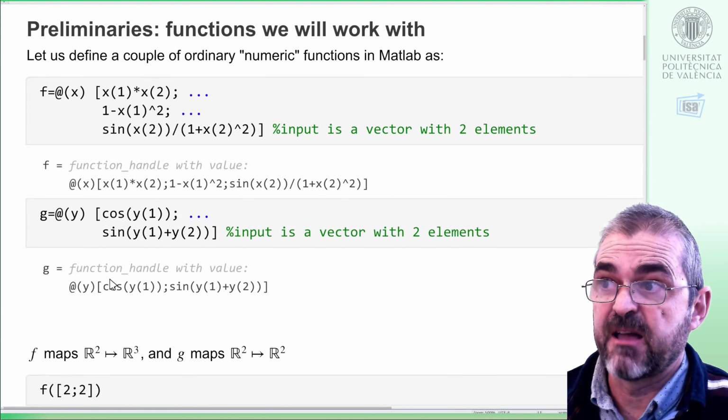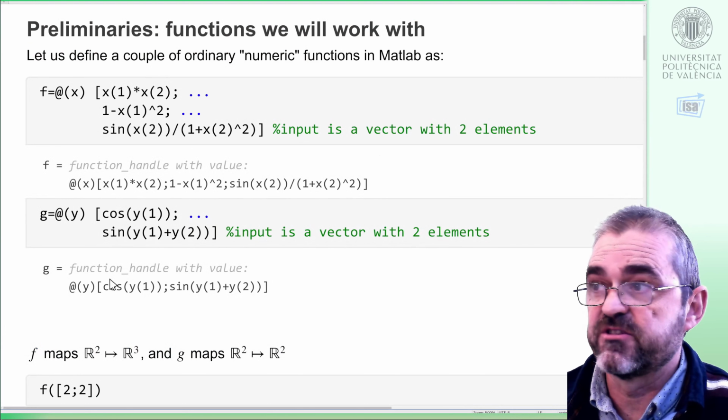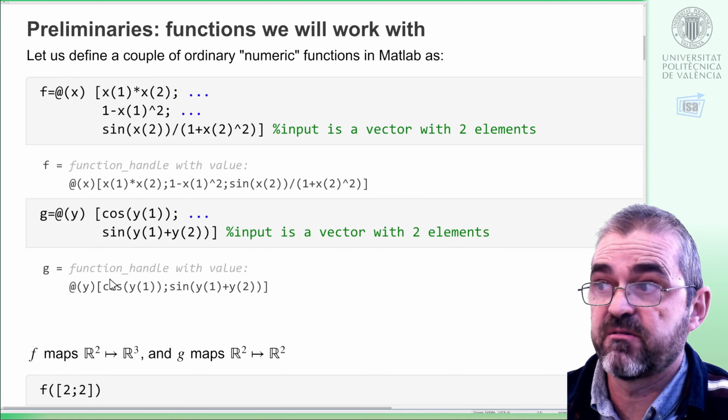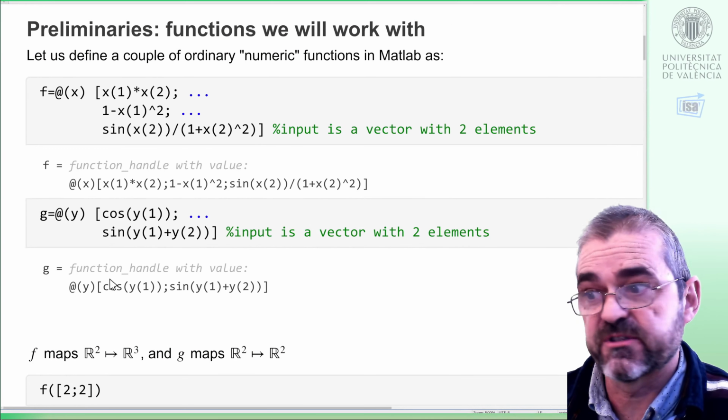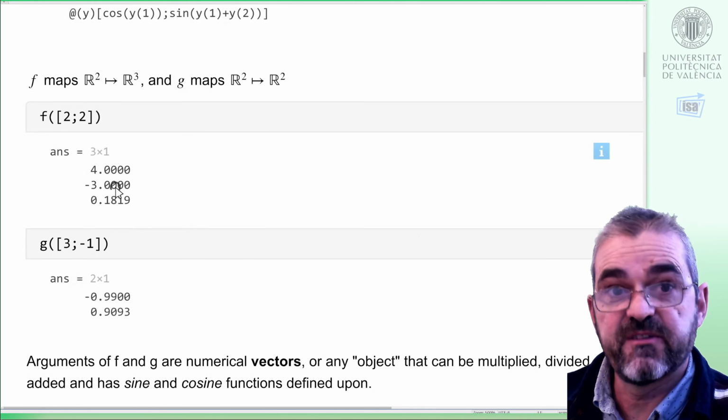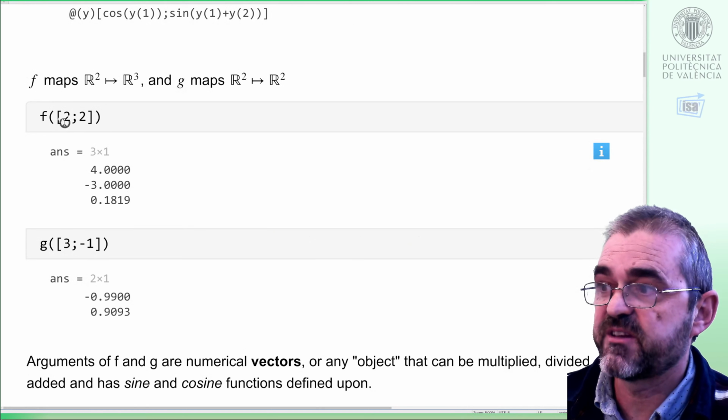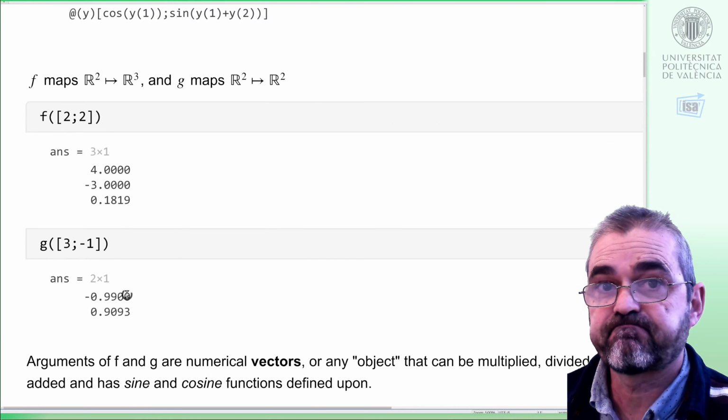We will define a couple of ordinary Matlab functions, f and g. So f takes 2 inputs and gets 3 outputs, and g takes 2 inputs and gets 2 outputs. Inputs must be in vector form, so f is evaluated like this and g is evaluated like this.